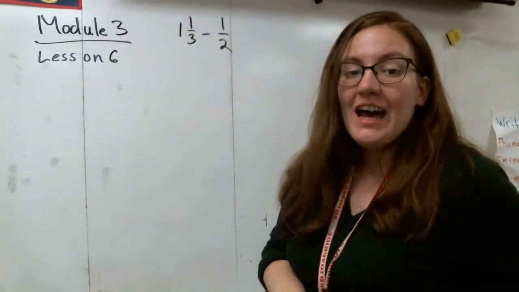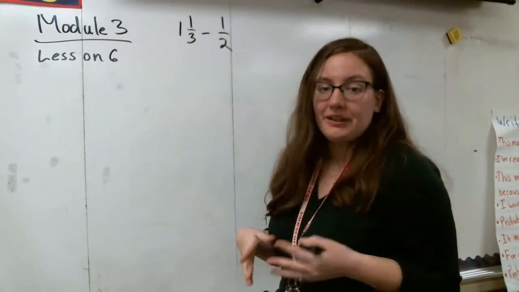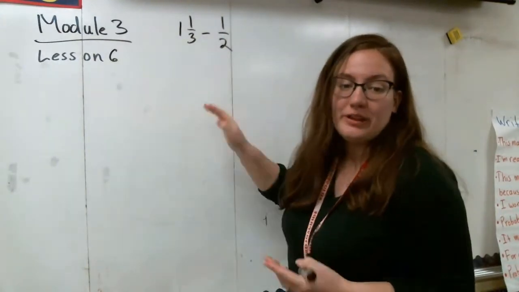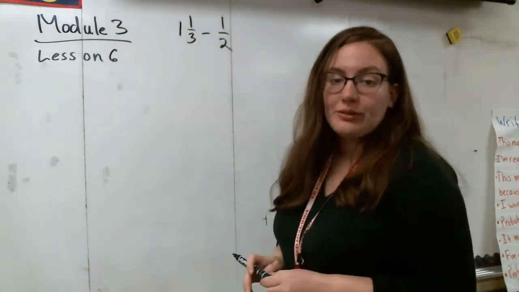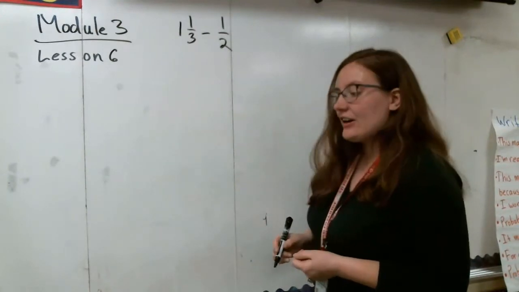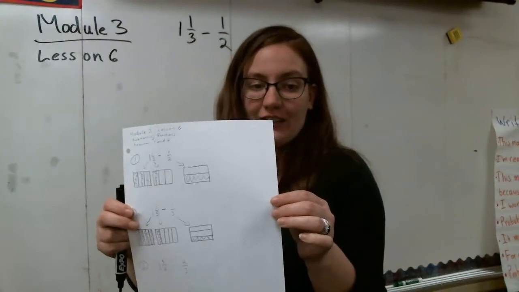We're going to continue to subtract fractions, except you'll notice that the first fraction we're going to start with is now a mixed number instead of just a regular fraction, and then we'll subtract from there. So we're still going to be drawing those rectangular models and then subtracting from there. So let's go ahead and get started. Make sure you have your Lesson 6 notes in front of you.